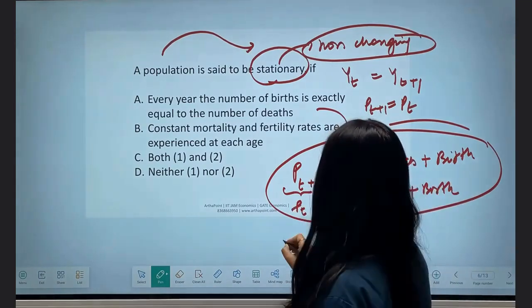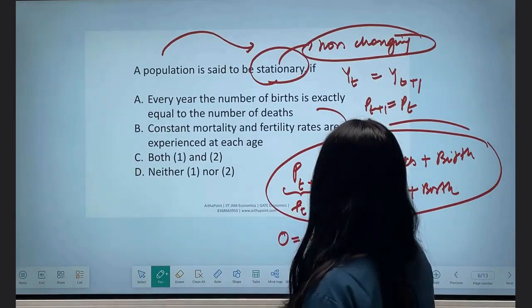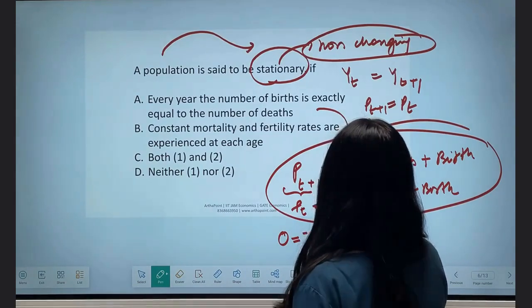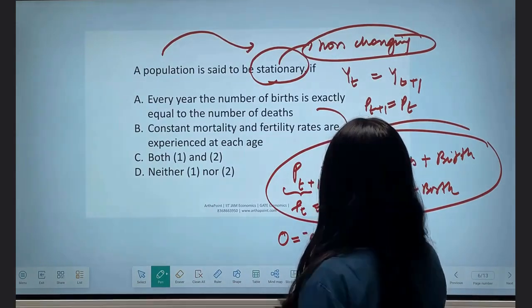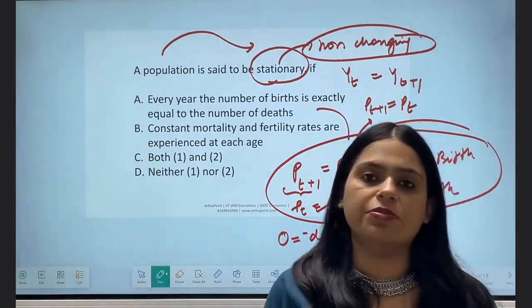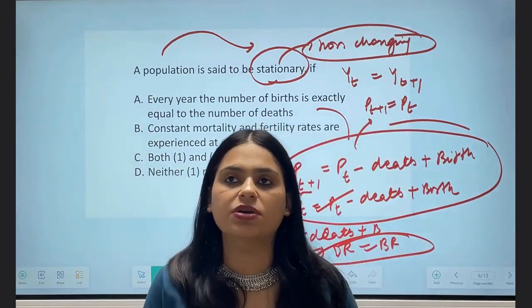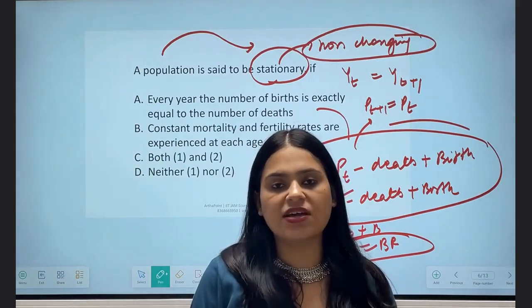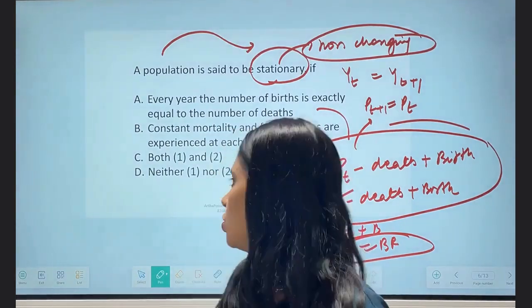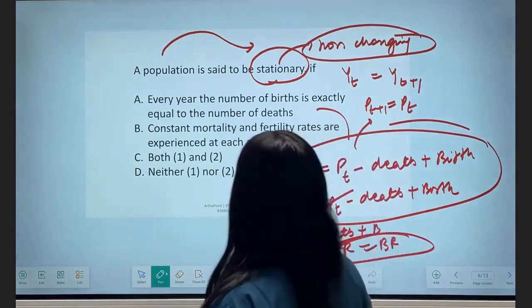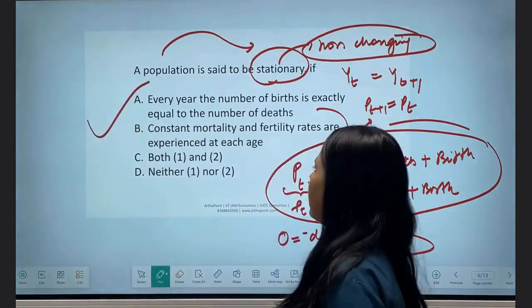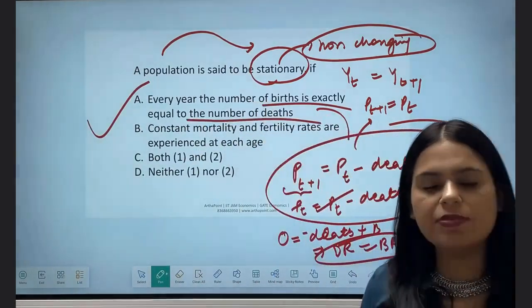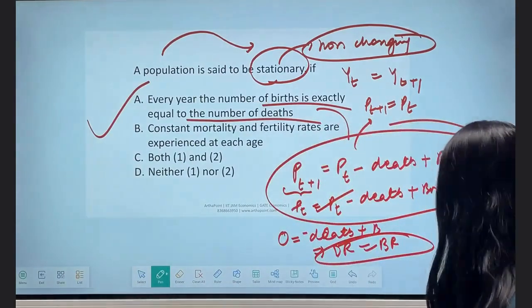So this will cancel out. So 0 is equal to minus death plus birth. It means death rate is equal to birth rate. So in any economy where death and birth rates are equal to each other, that is basically a stationary population. So according to that, the answer should be A. Every year the number of birth is exactly equal to the number of death. Clear हुई ये बात बेटा? Okay, come to the next question.